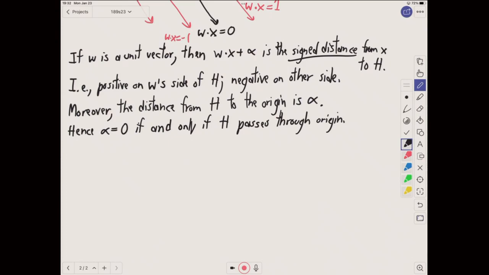If you actually want to get to the signed distance, you can always rescale the equation by computing the length of W. And if the length of W is not 1, well, you divide W by its length. You divide alpha by the length of W as well. You get an equivalent classifier that also gives you the signed distance.